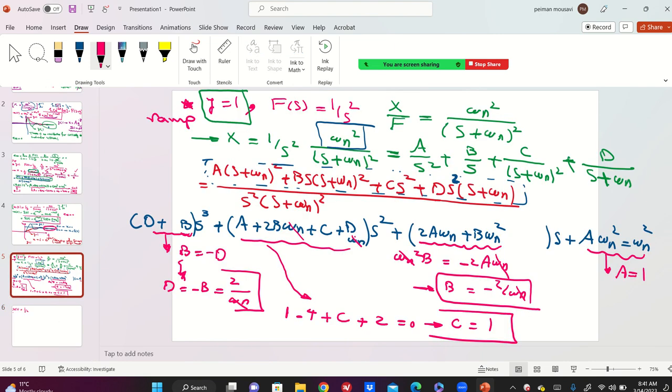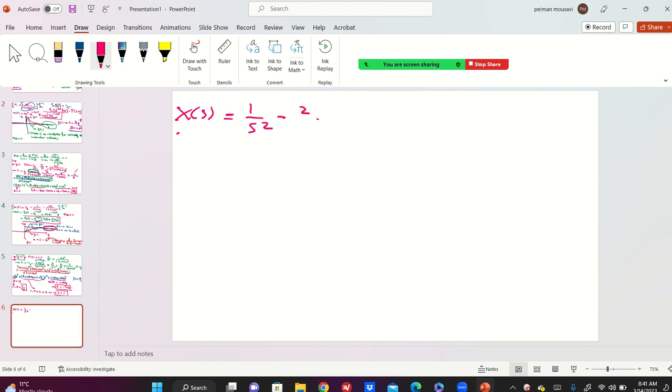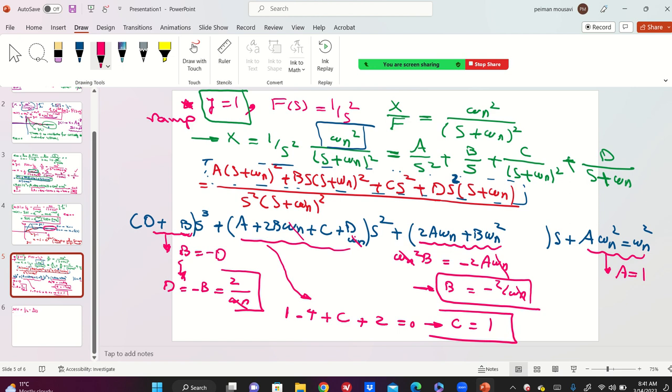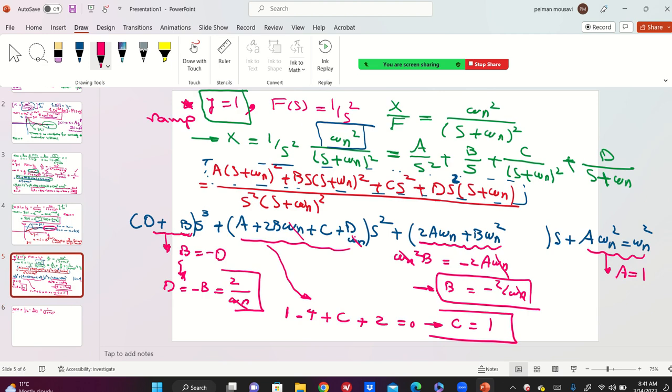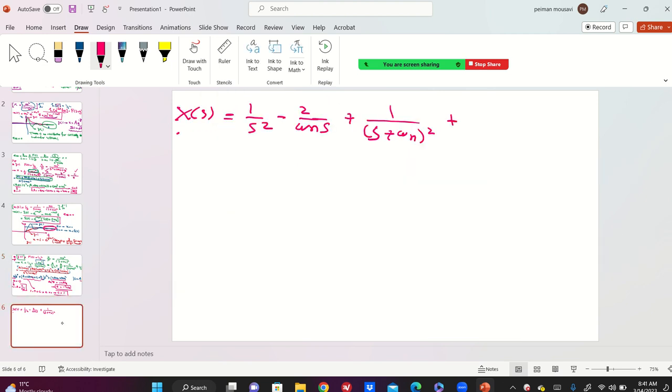Your b is minus 2 over omega n, s minus 2 over omega n s. What is the c? Oh, c is 1 plus 1 over s plus omega n squared, and your d is 2 over omega n plus t over 2 over omega n, s plus omega n.